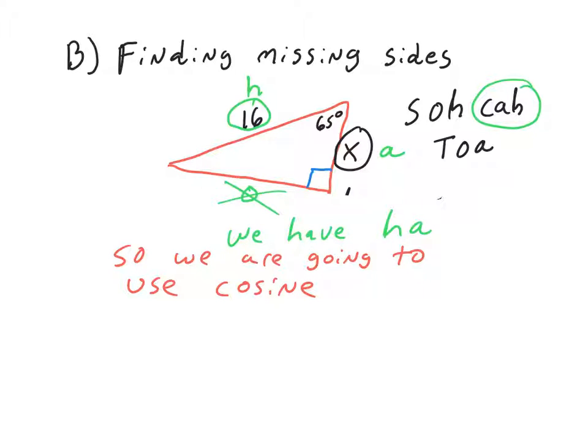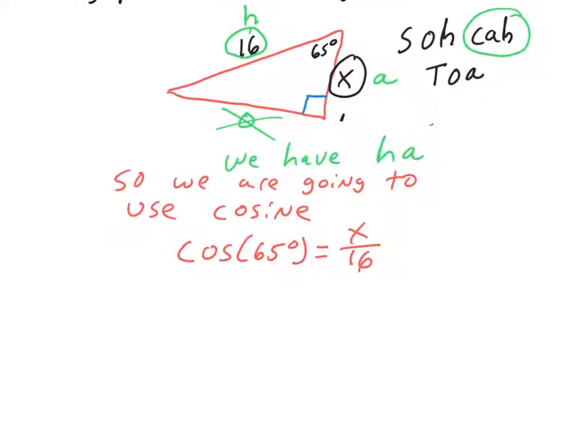And what we're going to do is cosine of 65 degrees, just like we learned in the previous part, is equal to, and cosine is adjacent over hypotenuse. The x is the adjacent, so the x goes on top, and the hypotenuse is 16. So the cosine of 65 degrees is equal to x over 16. And then we just solve for x.